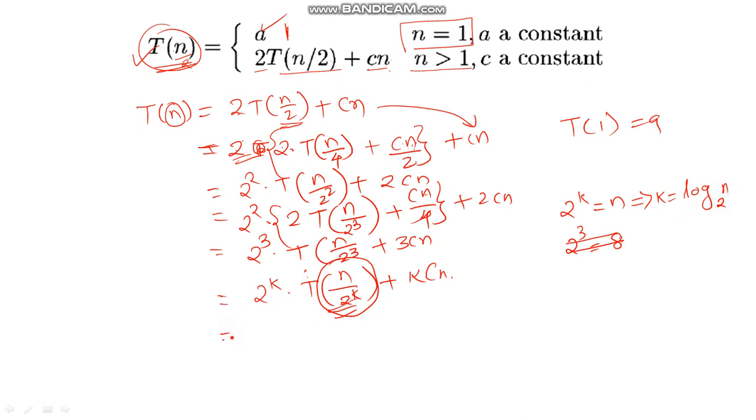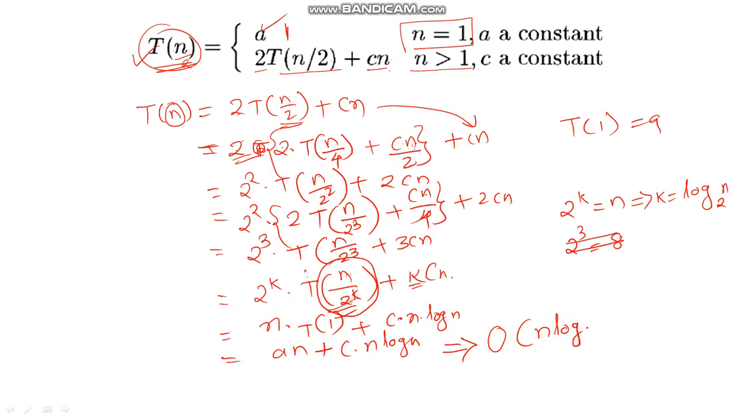So 2 raised to k is n into T of 1, n by n will become 1, plus k will be log n. So it will be C into n into log n. So the equation becomes an plus C n log n, where a and C are constants. If you want to represent the time complexity in terms of big O, then it will be big O of n log n. You can go through my video on finding the worst case complexity. In the worst case, it will be big O of n log n, in the best case, it will be omega of n log n.